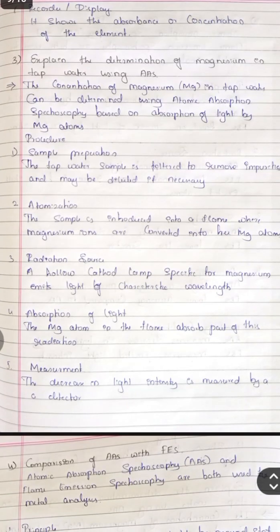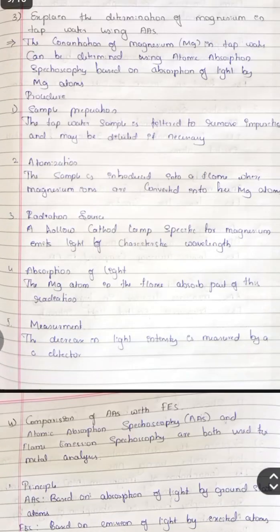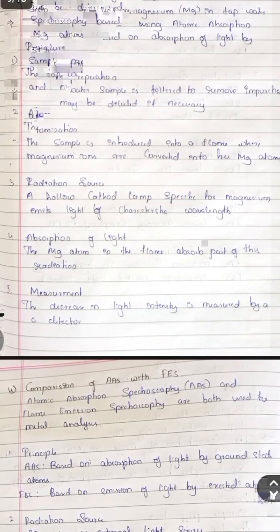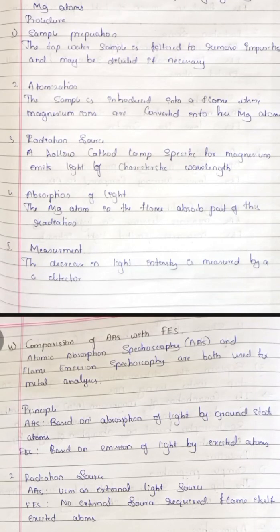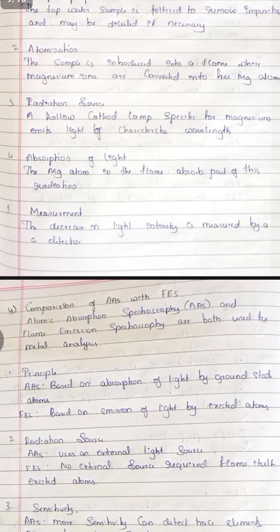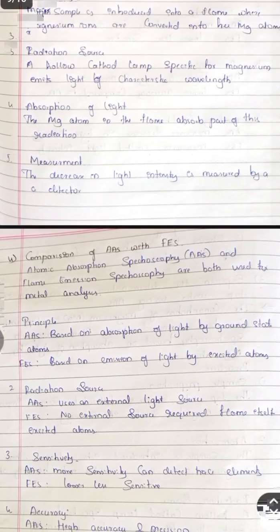Explain the determination of magnesium in tap water using AAS. The concentration of magnesium in tap water can be determined using atomic absorption spectroscopy based on absorption of light. Sample preparation. The tap water sample is filtered to remove impurities and may be diluted if necessary. Atomization. The sample is introduced into a flame where magnesium ions are converted into free Mg atoms. Next, radiation source. A hollow cathode lamp specific for magnesium emits light of a characteristic wavelength. Absorption of light. The Mg atoms in the flame absorb part of this radiation.